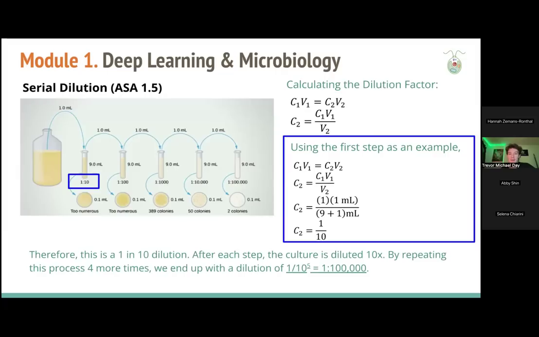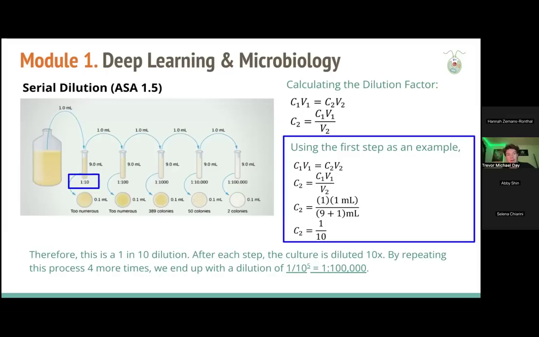So in this case, we'll use the first step as an example, and a really important formula that you've probably come across before, whether that's through high school chemistry or perhaps some of your other classes, for those of you in the sciences, and that is your standard C1 V1 equals C2 V2. Now, all this equation is telling you is that the concentration for your solution before you've made the dilution times its volume is equal to the concentration of the solution after you've made the dilution, again, times its volume.